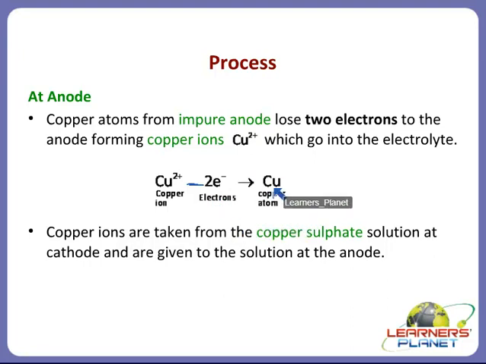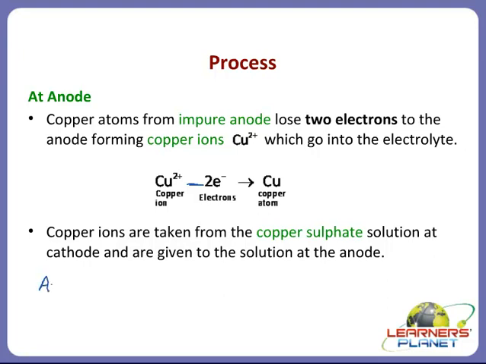So your copper, which is present in the impure rod, will lose 2 electrons and move to the electrolyte. So the copper ions are taken from the copper sulfate solution at the cathode and given to the solution at the anode. So children, this is the way how the electrolysis is carried out. So at the end, what will happen? The anode will become thinner and thinner, right, as the electrolysis proceeds.